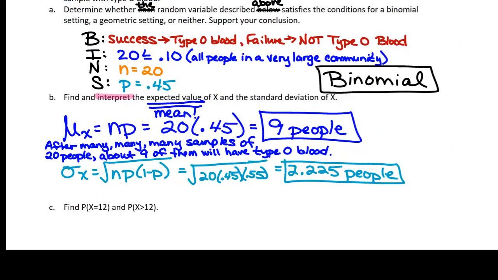What does the standard deviation of 2.225 people mean? On average, the amount of people that deviate from the mean.